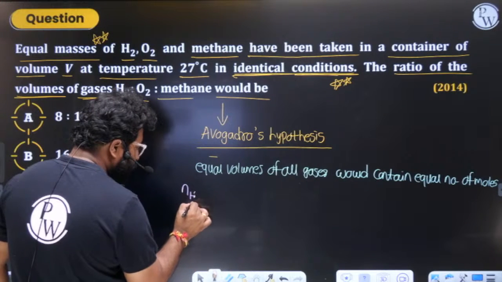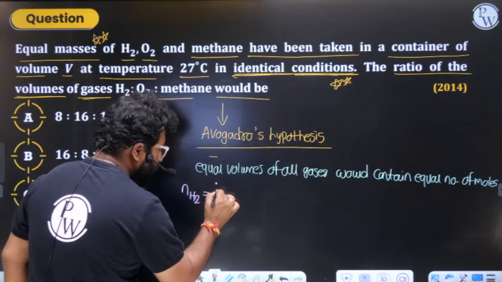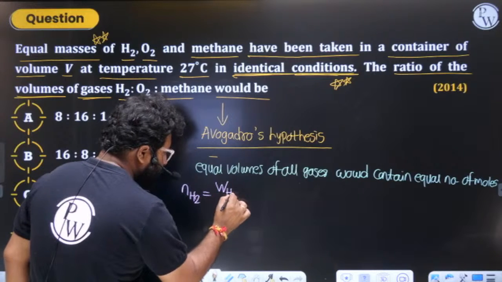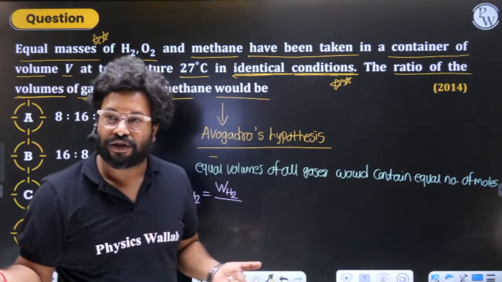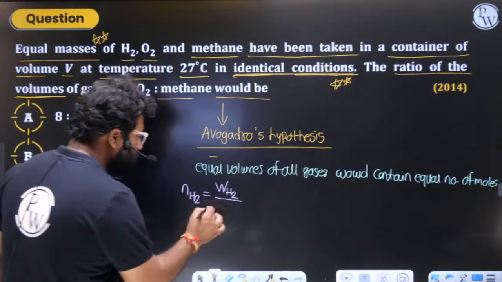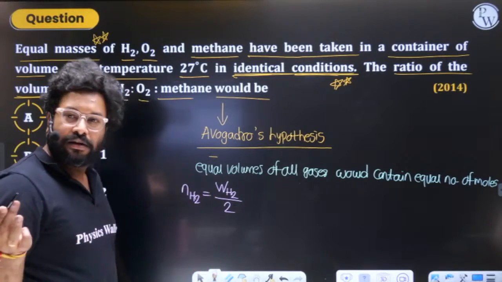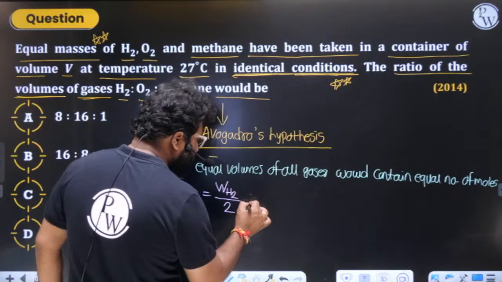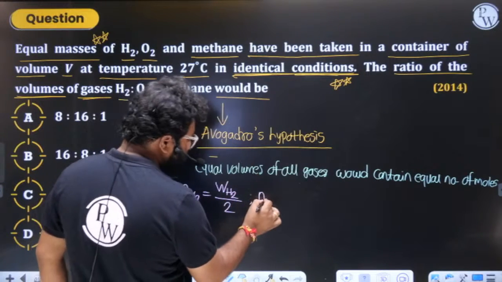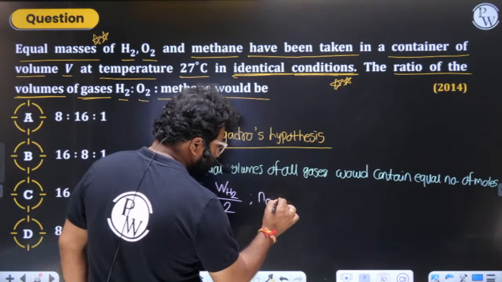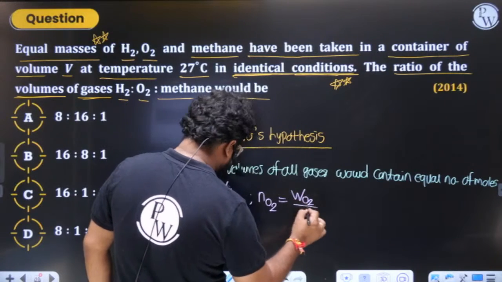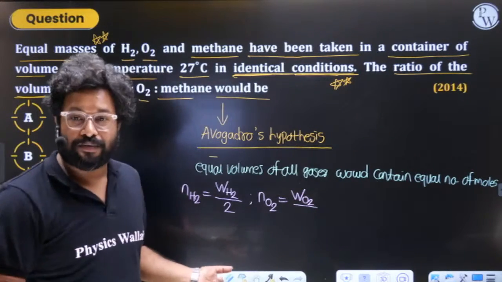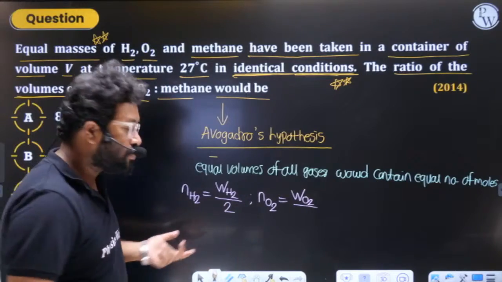nH2 would be weight of hydrogen gas divided by molecular mass of hydrogen. What is the molecular mass of hydrogen? It has to be 2 only, right? Number of moles of oxygen would be weight of the oxygen divided by molecular mass of oxygen. What is the molecular mass of oxygen? 32.